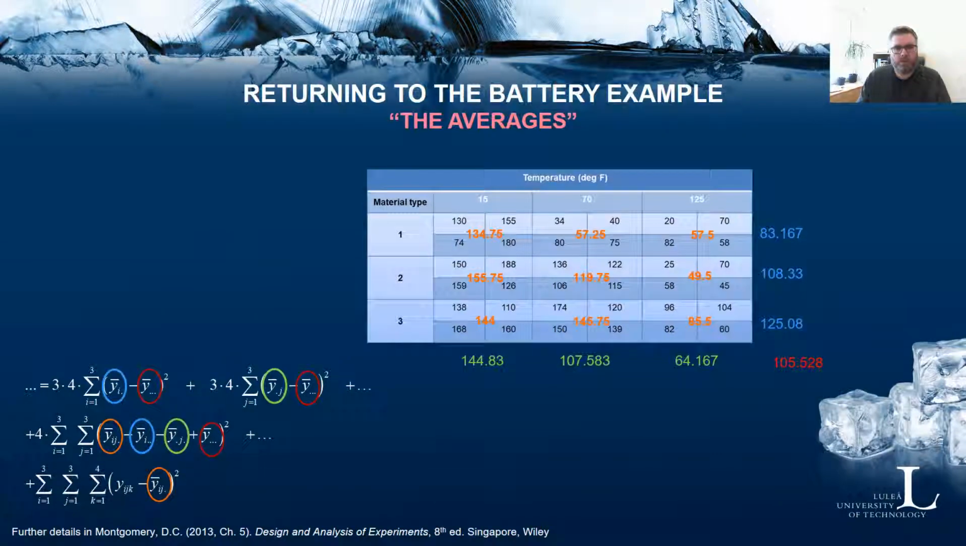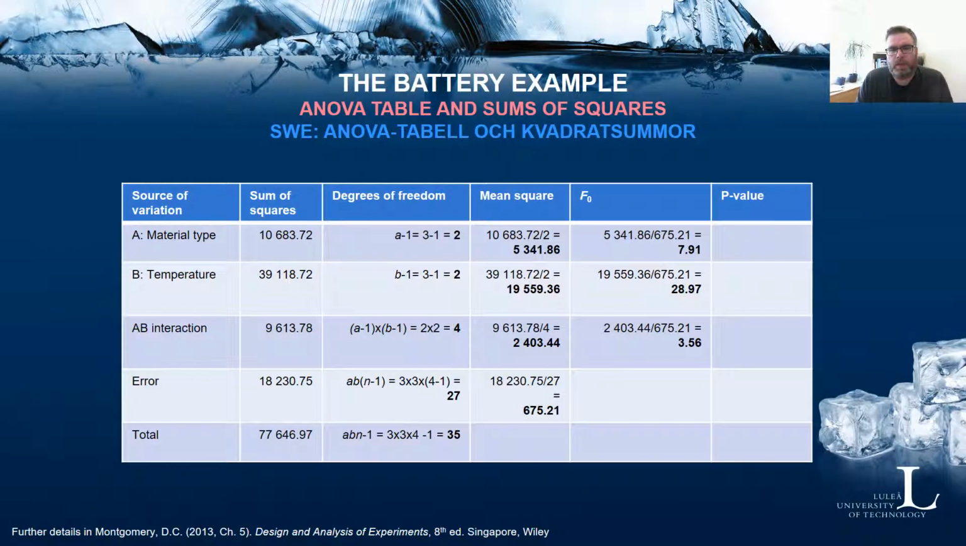So moving on then to the Anova table. The Anova table is a partitioning of the total sum of squares into different components. You see here you have the source of variation, and the total sum of squares, which in this case is 77,646.97. We can divide that number into components: one for error, one for the A-B interaction, one for the temperature, and one for the material type.